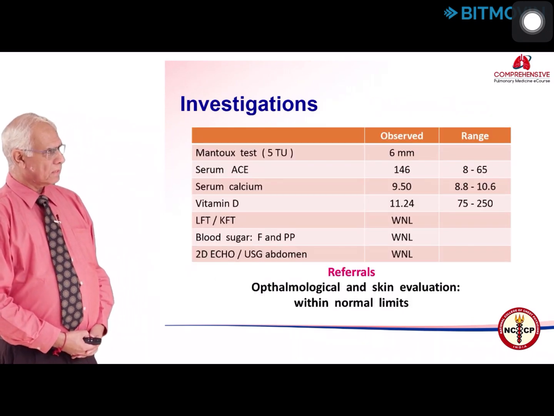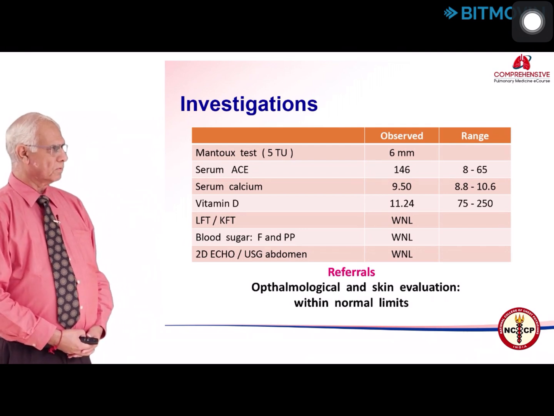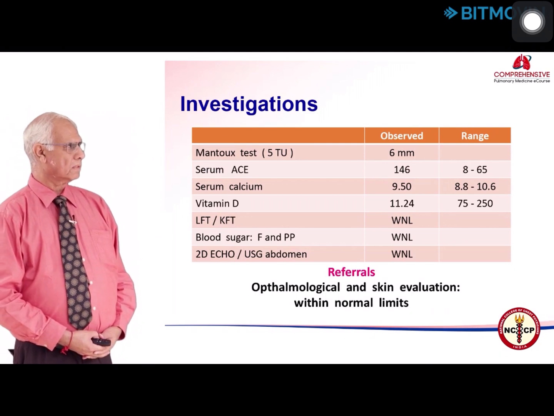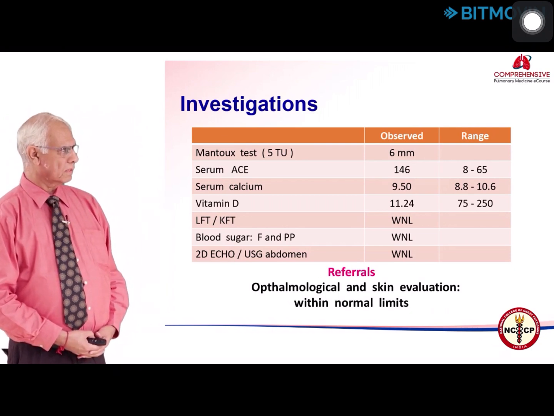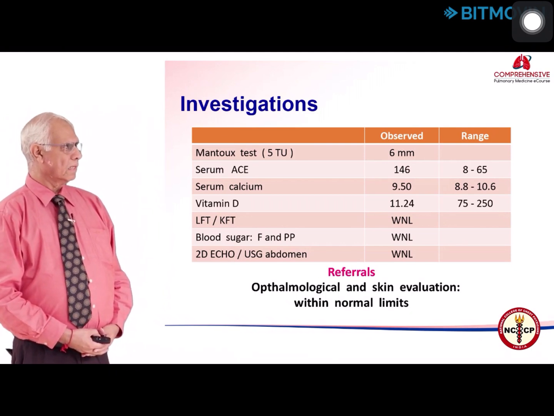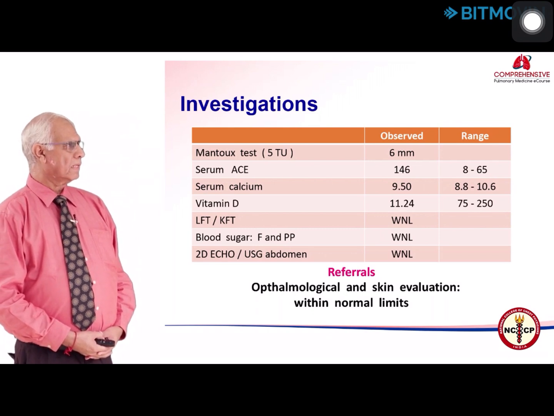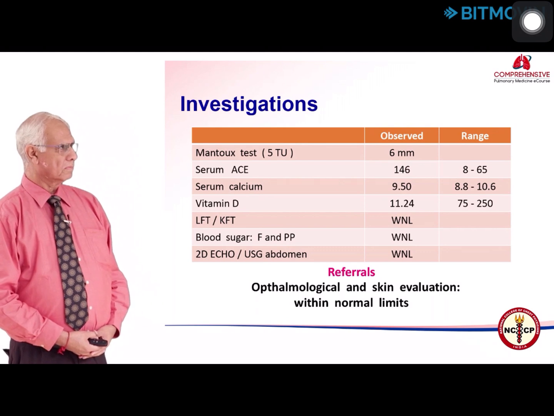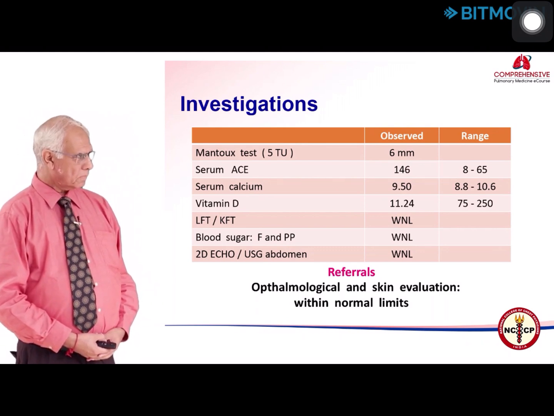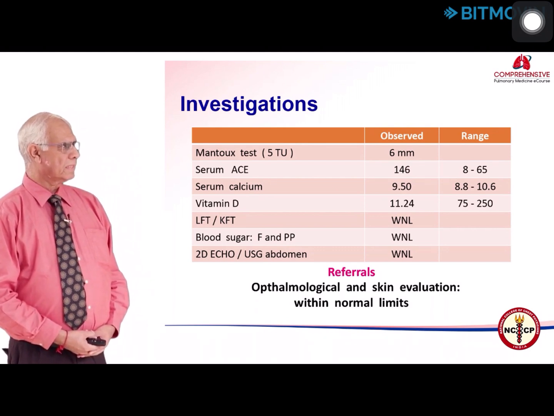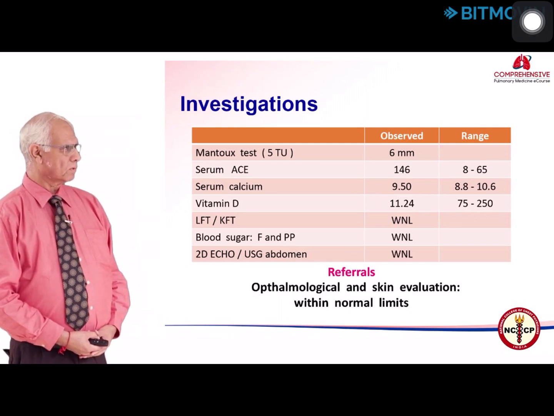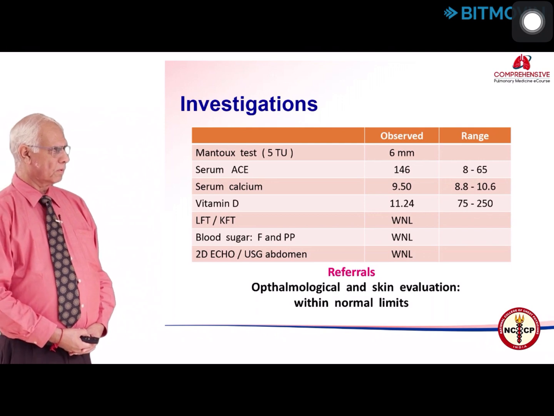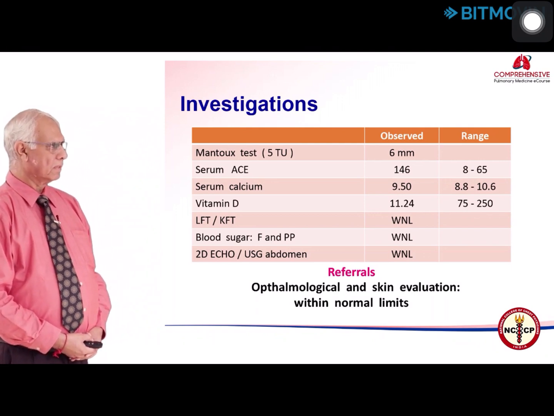The investigations which are a normal protocol in a patient whom we think is suffering from sarcoidosis: we did a Mantoux test, which was not positive. Serum ACE was elevated. Serum calcium was within normal limits. Vitamin D levels were reduced. But the LFT and KFT were within normal limits, as was the blood sugar. The 2D echo, which is also a part of the protocol, and USG abdomen were within normal limits.